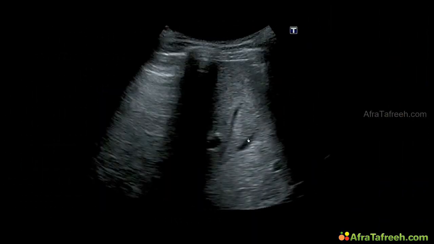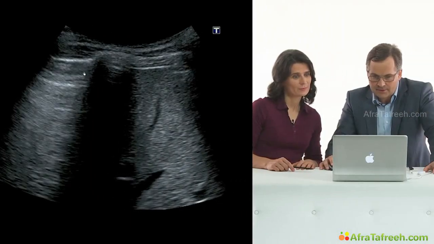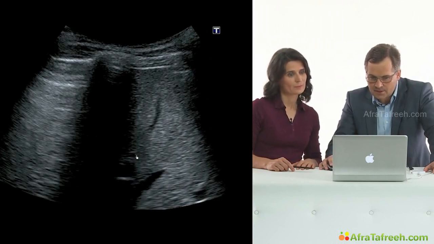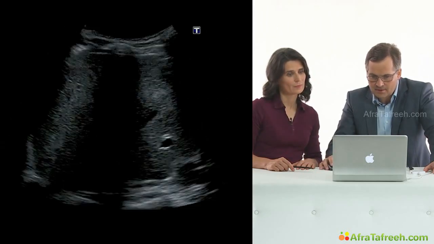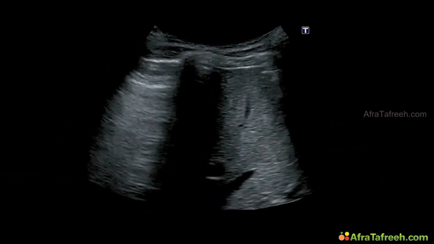So we see this in the video clip. There's the liver over here, gas of the lung seen here, and in the center we see this black area, this black stripe behind this structure, and there's nicely seen the rib over here. Beautiful example for acoustic shadowing.